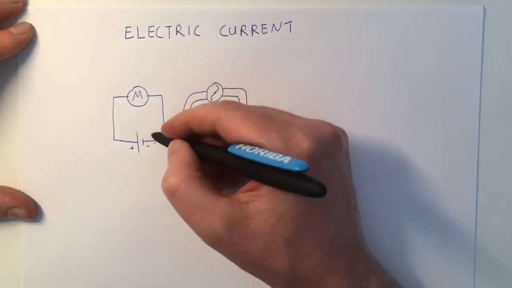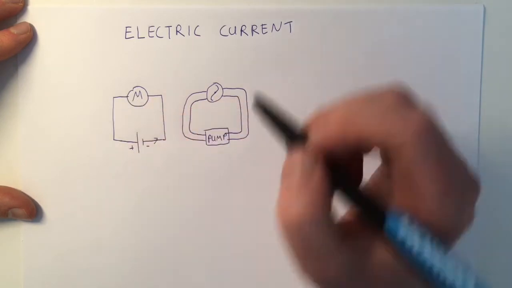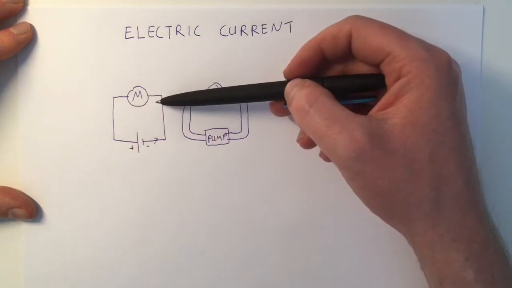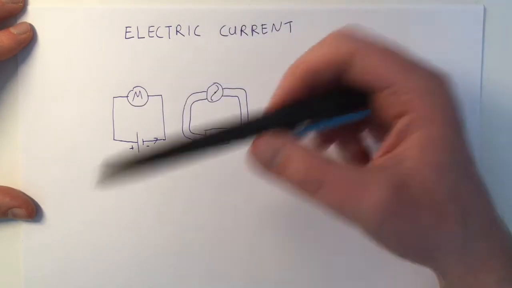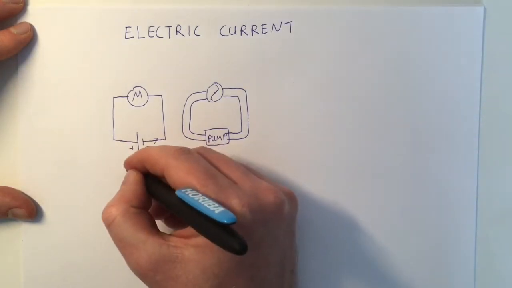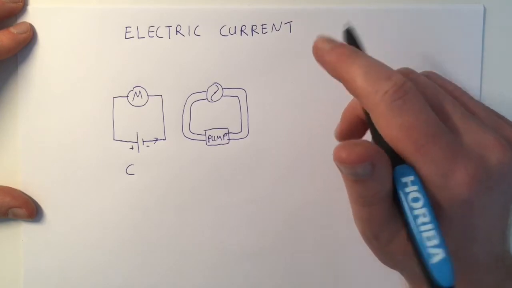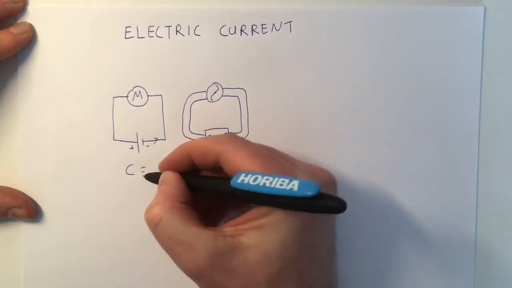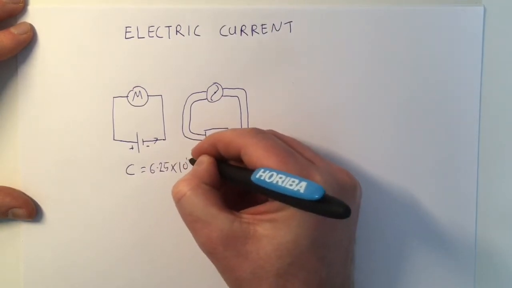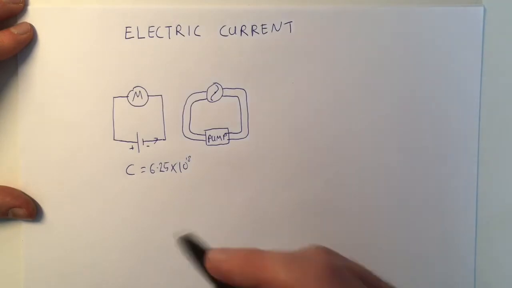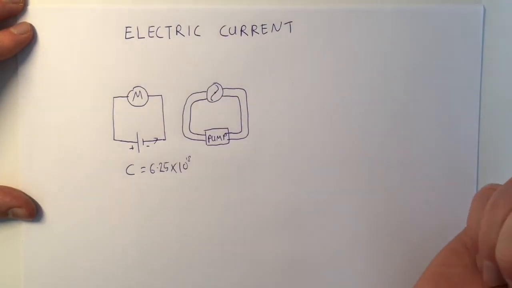So we're going to have electrons flowing from the negative terminal to the positive terminal. And this current is made up of electric charge, and we measure charge in coulombs, so it's given the symbol C. So 1 coulomb is equal to about 6.25 times 10 to the 18 electrons. So a coulomb is an awful lot of electrons.